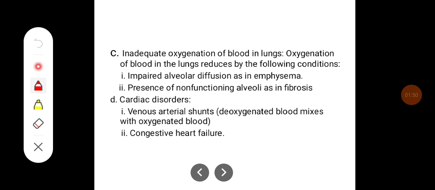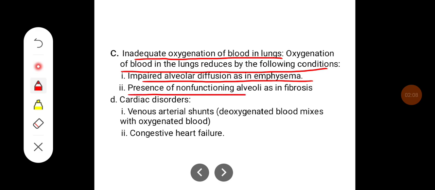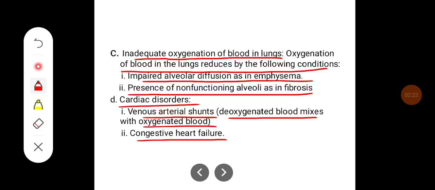Inadequate oxygenation of the blood in the lungs also leads to hypoxic hypoxia. Oxygenation of blood in the lungs reduces in the following conditions: impaired ventilation, impaired alveolar diffusion as in emphysema, and the presence of non-functioning alveoli as occurs in fibrosis. Some cardiac disorders like venous-arterial shunts, where deoxygenated blood mixes with oxygenated blood, can happen in congestive heart failure.